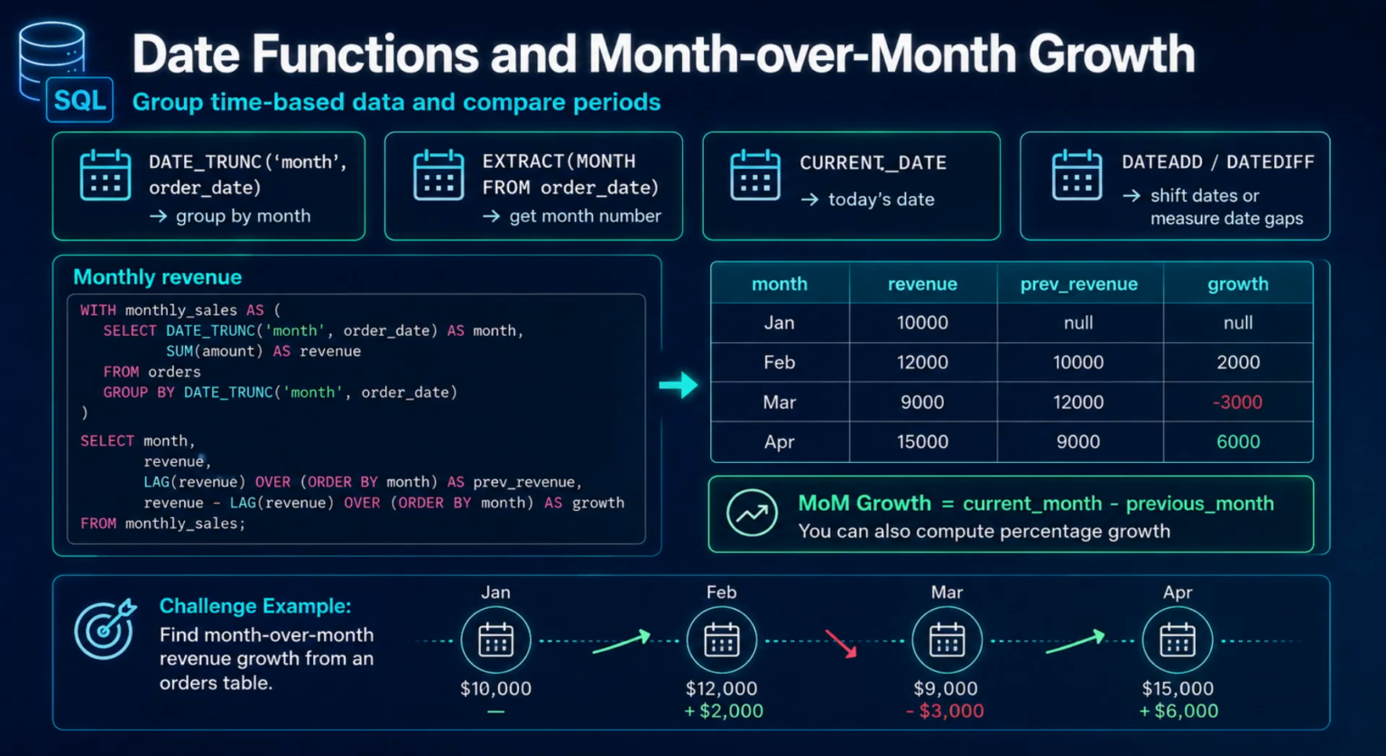The basic formula is current month minus previous month. You can also calculate percentage growth using the formula (current revenue - previous revenue) divided by previous revenue. This helps understand the relative change rather than just the absolute difference.